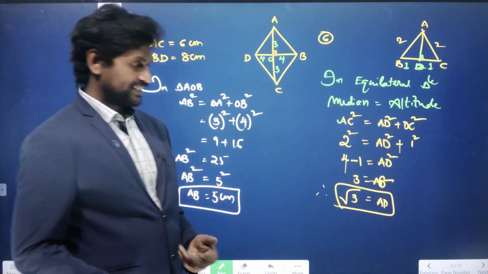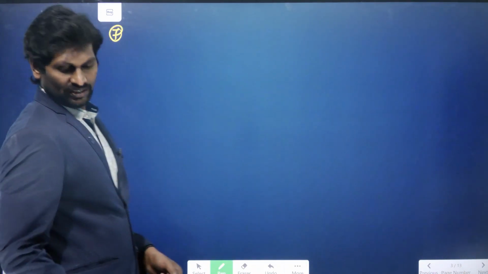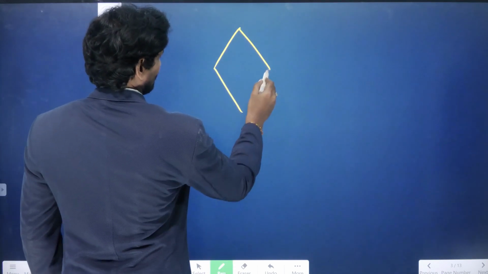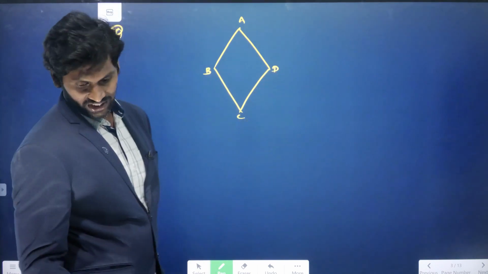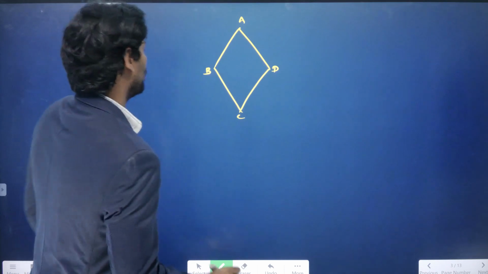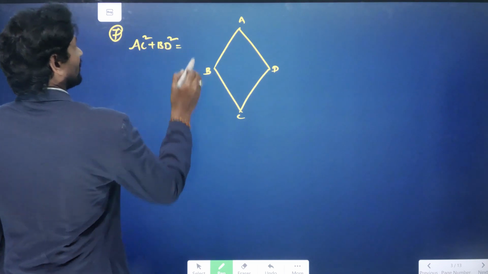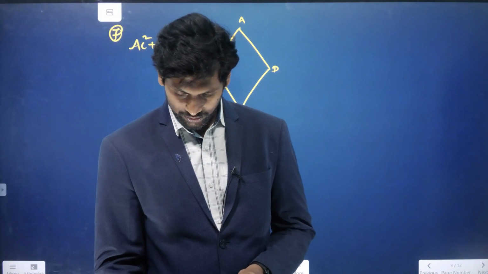So let us move on to the next problem. The 7th one is: in a rhombus ABCD, AC square plus BD square. What it is asking is AC square plus BD square, which equals the sum of the squares of all the sides. We have discussed it in the note point: AB square plus BC square plus CD square plus DA square.